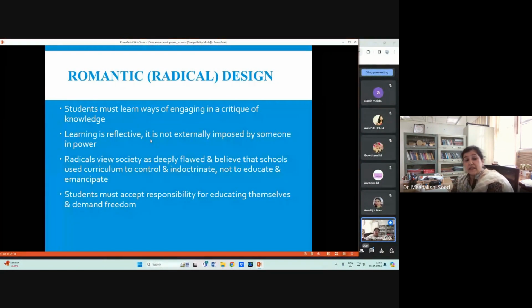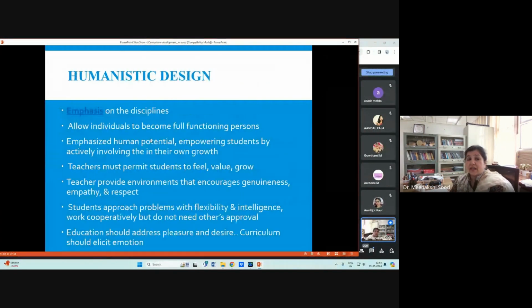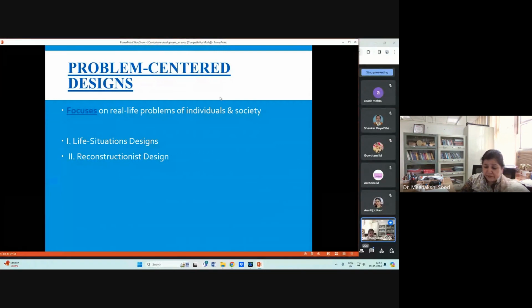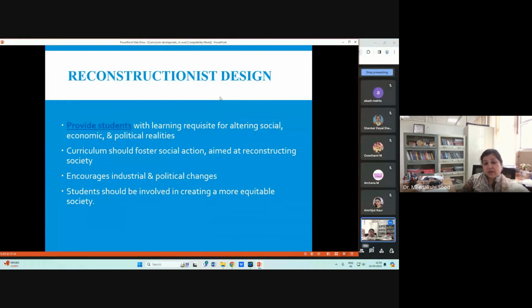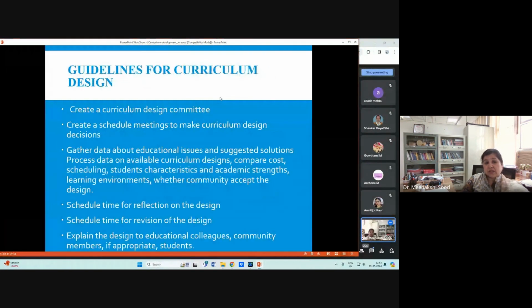Or the radical design, that is critical, where the student has to do more problem and project or flipped learning kind of thing, then your curriculum has to be designed in a different way. And humanistic design, where the emphasis is on human values and the humanities part, then your curriculum has to be different. The crux of the story is that different types of curriculums for different parameters have to be designed. Like problem centered, whether it is life situation or reconstructed, political, social, economic, that type of curriculum has to take care of the social culture also.